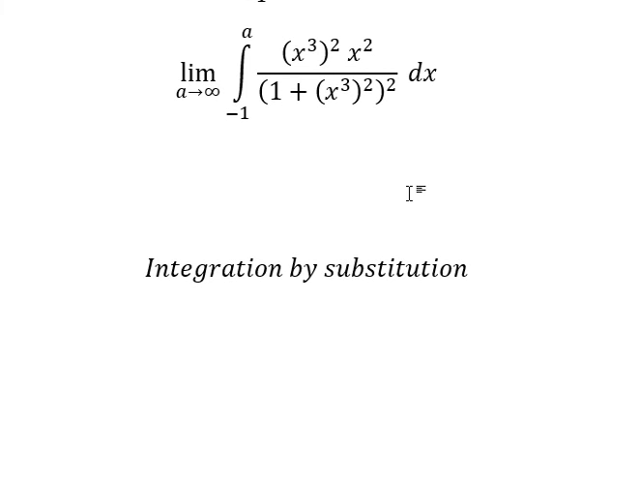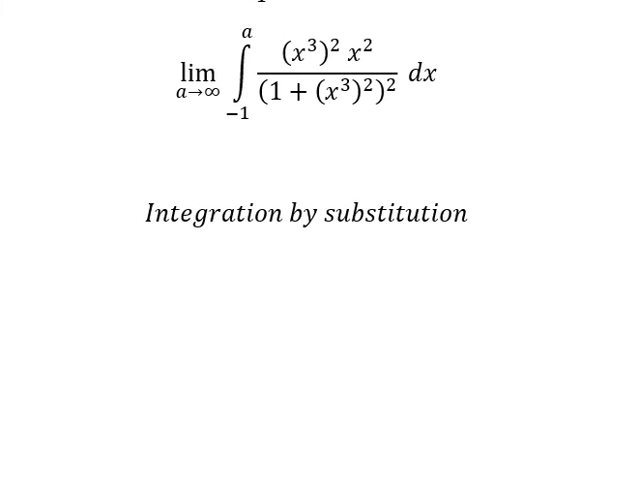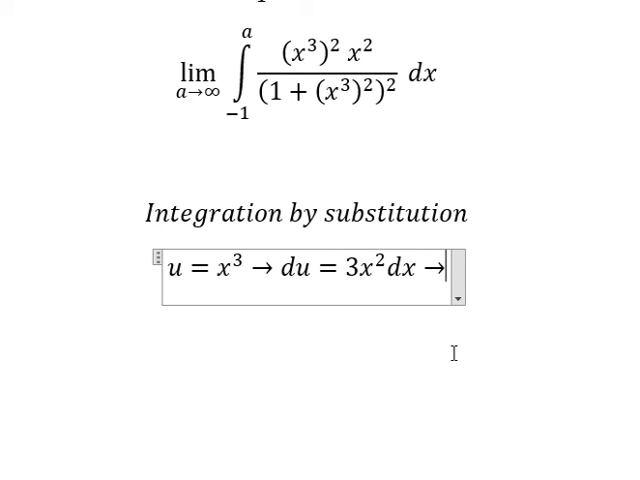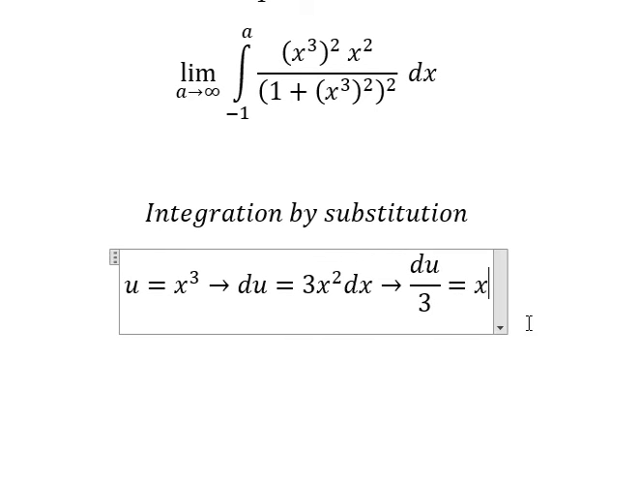Next, we can use u equals s to the power of 3. After that, we first take the derivative of both sides. Because we don't have number 3, we divide both sides by number 3.